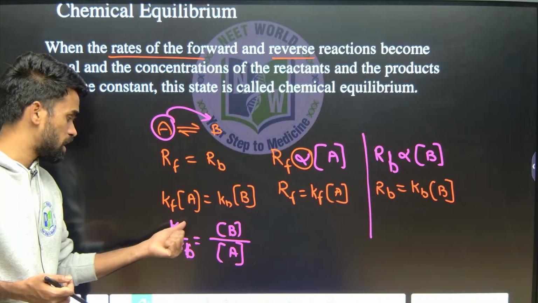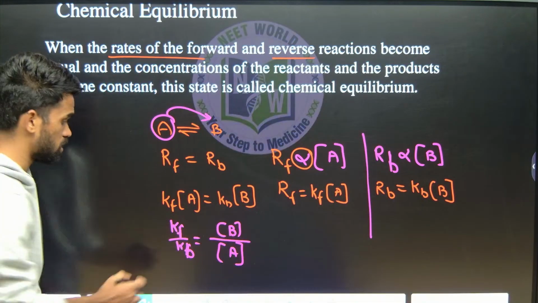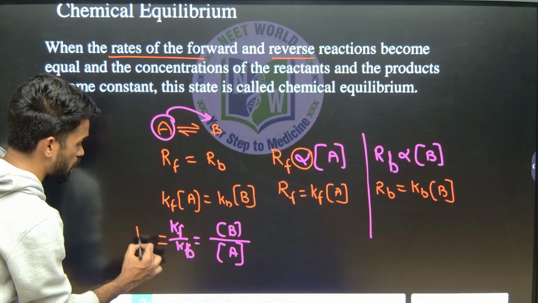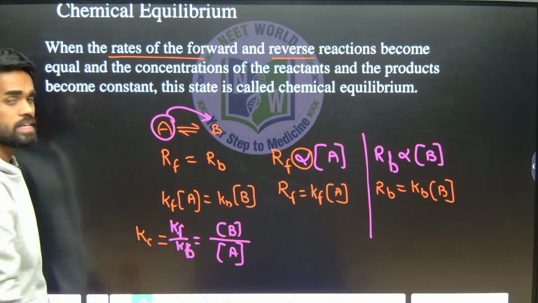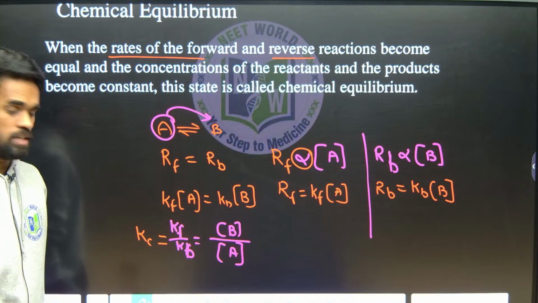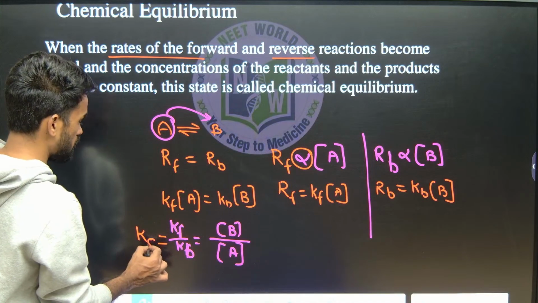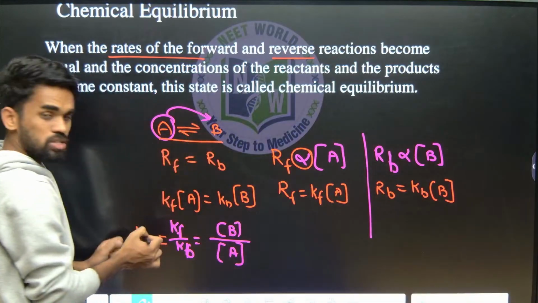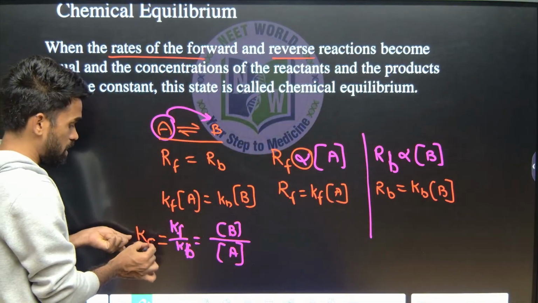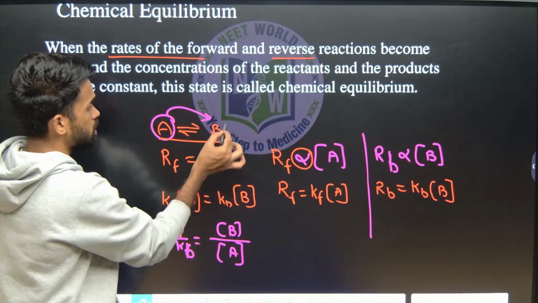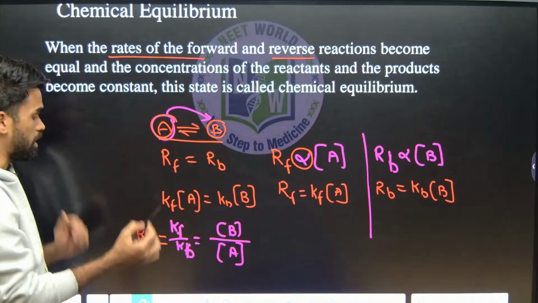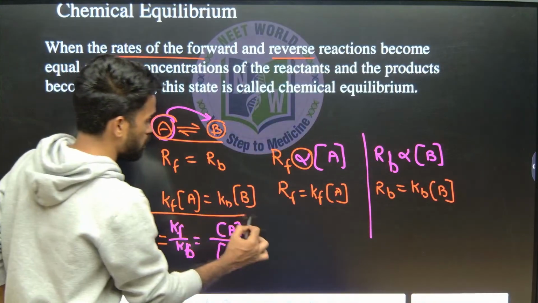This Kf and Kb, both of them are constants. This is the forward reaction constant, this is the backward reaction constant. Both of them are constant, so the ratio of two constants will again be a constant. I am writing it as the equilibrium constant Kc. So for a reversible reaction, at equilibrium Kc is equal to the concentration of product by the concentration of reactant, that's it. This is the final conclusion, you can remember, very very important.